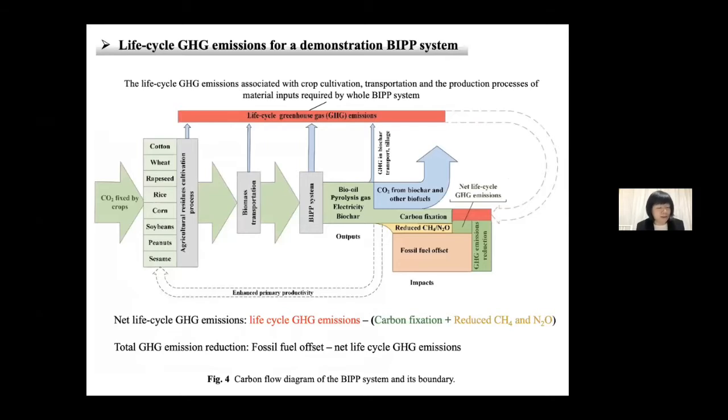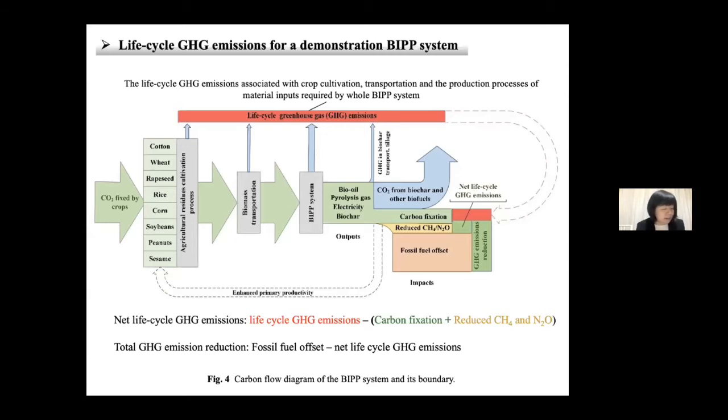Then we try to answer the second question: how much negative carbon emission can be realized? First, we draw the carbon flow diagram of the system. Carbon dioxide is first withdrawn from air and fixed into crops through photosynthesis, followed by a series of processes, from crop collection, transportation, thermal conversion, to final use. Biochar is returned back to soil as a carbon sink.